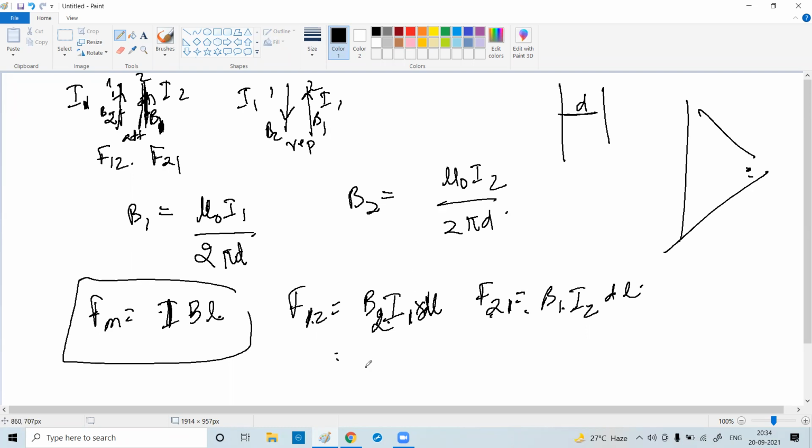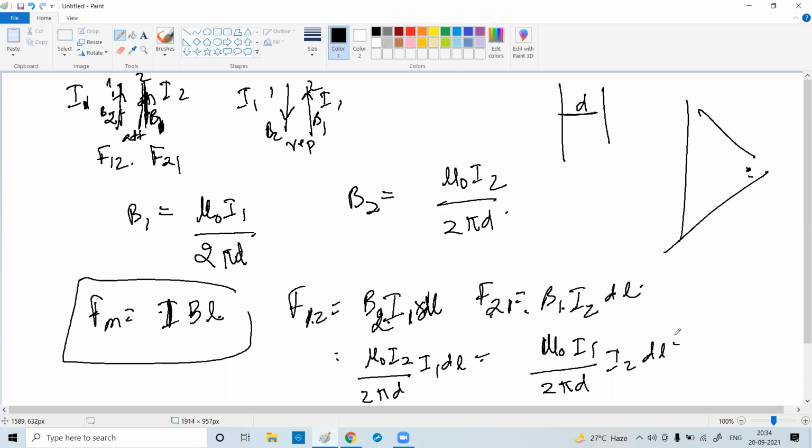So what will be B2? B2 is mu naught I2 divided by 2 pi d, and here you have I1, here you have dL. Similarly, here you will get mu naught I1 by 2 pi d into I2 into dL. Yes or no? So what do you see? Are they not equal? Mu naught I2 I1 dL by 2 pi d. Mu naught I1 I2 dL by 2 pi d. Yes or no?